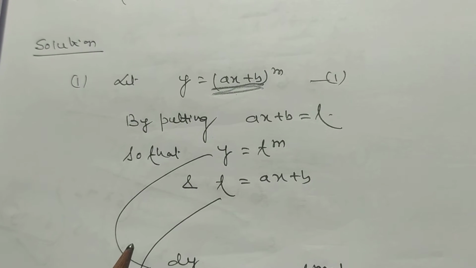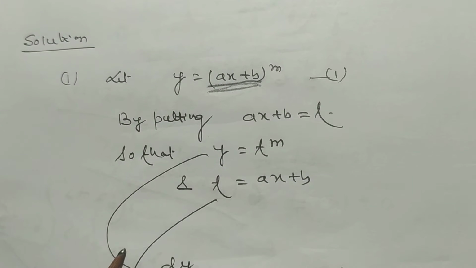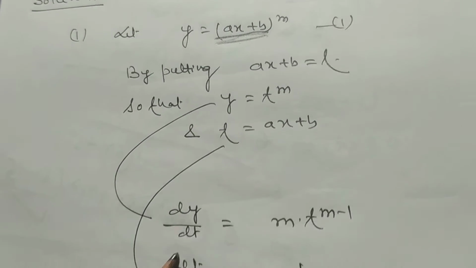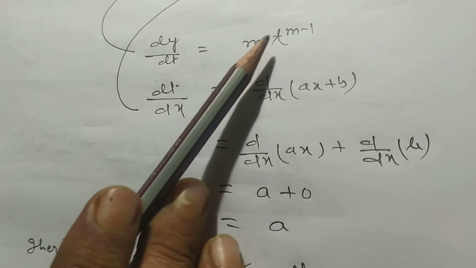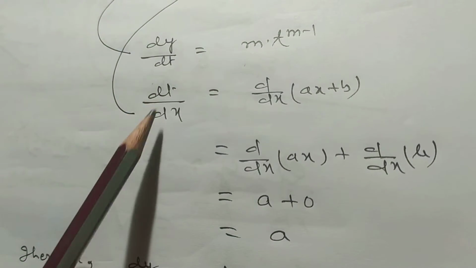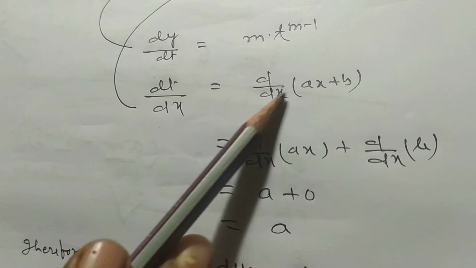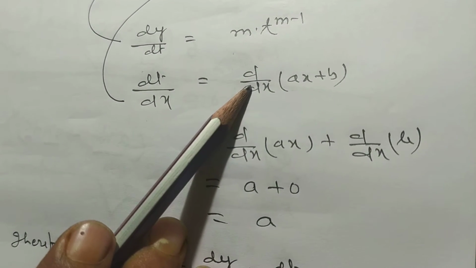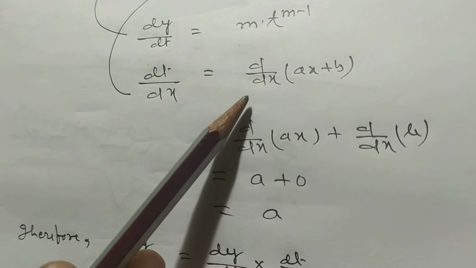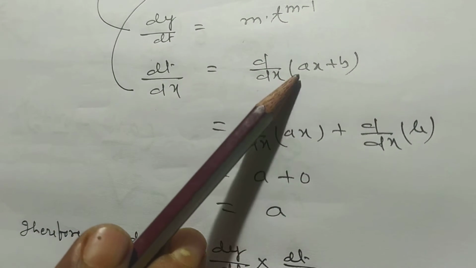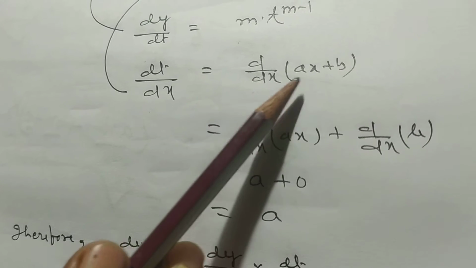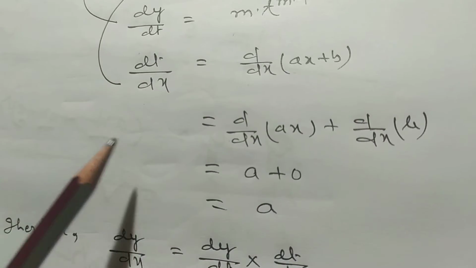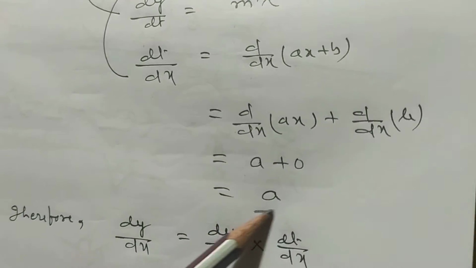So by putting x plus b is equal to t, y is equal to t to the power m and t is equal to x plus b. So dy by dt is equal to m into t to the power m minus 1. And dt by dx is equal to d by dx of ax plus b. By applying the rule of sum of the two functions, d by dx of ax plus d by dx of b, that is a plus 0, that is a.